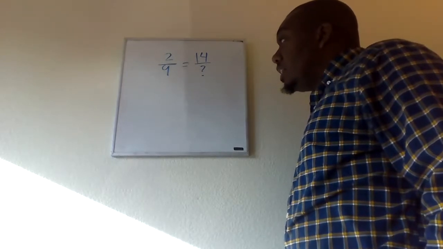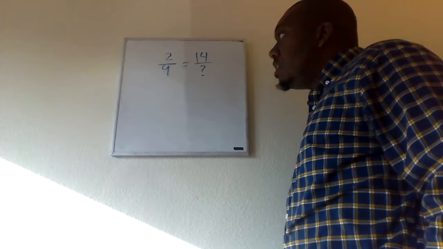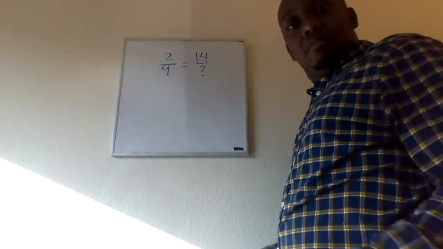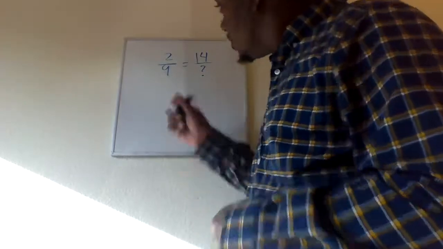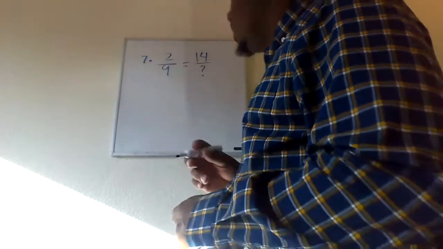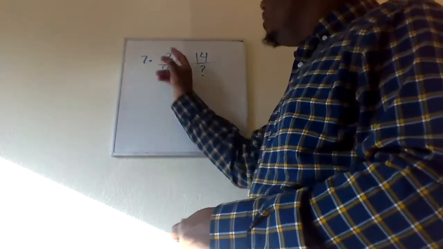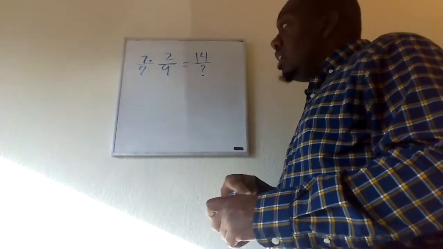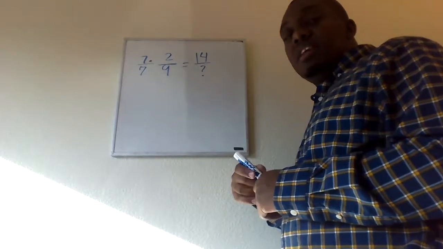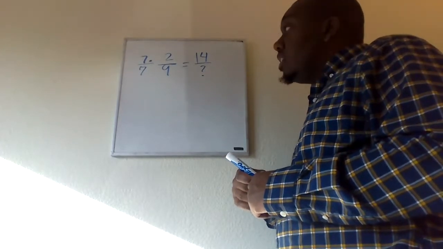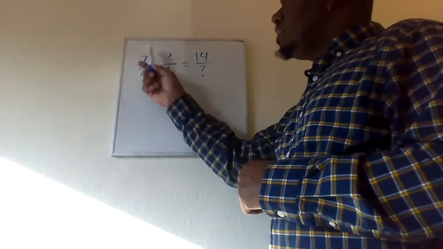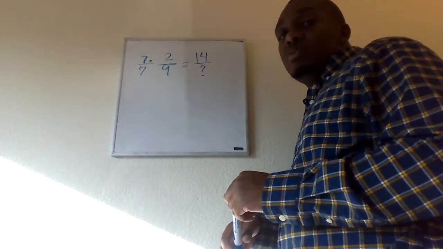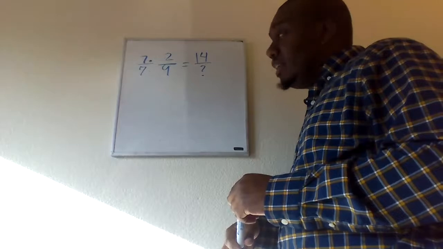So, all right, let's take a look at this. We want to know what number times 2 gives us 14. Oh, good job. That's right. We can multiply that by 7. And what we do up here, we'll also need to do down here to keep it equivalent. So we're multiplying 7 over 7 times 2 ninths. And remember again, 7 over 7 is the same as 7 divided by 7, which is 1. So we're just multiplying times 1, which means our value is not changing.